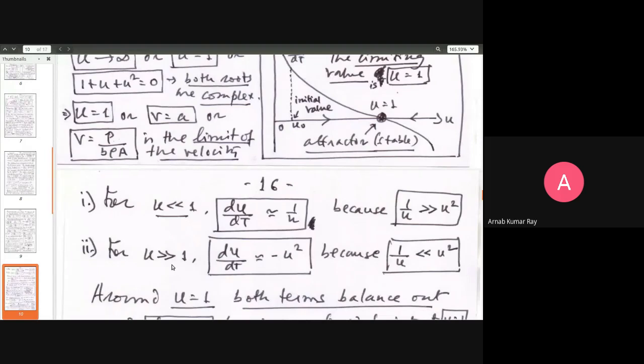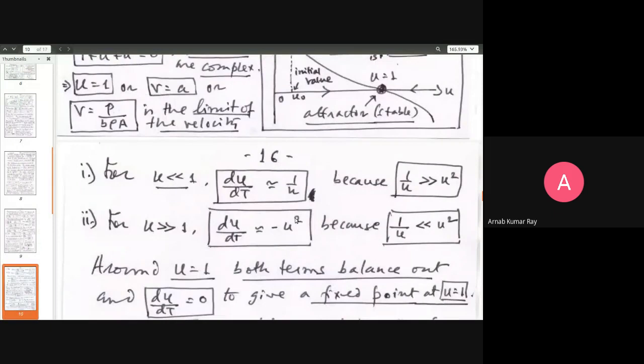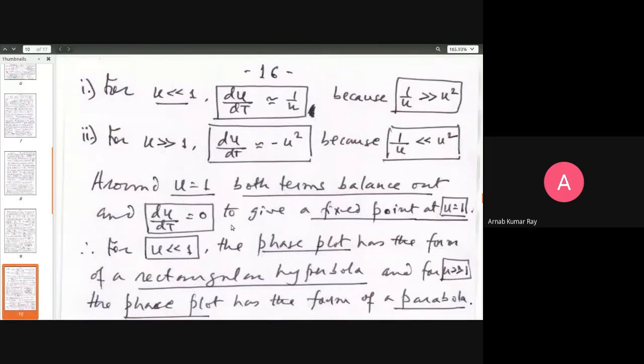What about the other side? When u is very much greater than 1, 1 upon u will be very small compared to minus u squared, as u squared will become even greater. So when u is very much greater than 1, du/dt will be approximately equal to minus u squared, because 1 upon u will be very much less than u squared. At u equal to 1, both terms balance out and du/dt equals 0, giving a fixed point at u equal to 1.